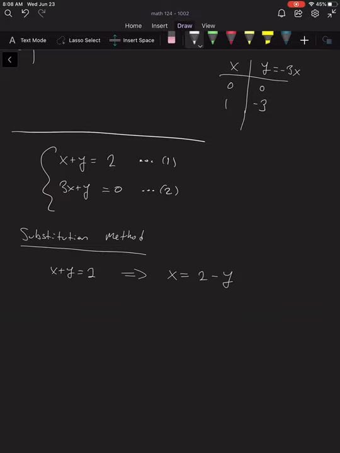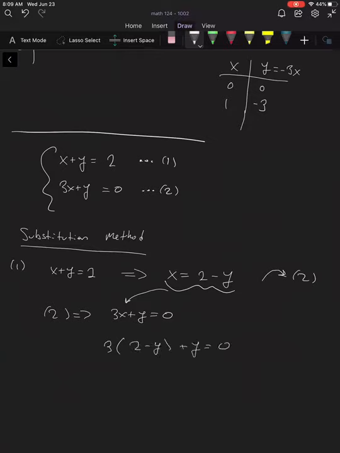Then once we do that, we're going to plug this into our other equation. Notice we started with equation 1, and now we're going to plug this into equation 2. Equation 2 is 3x plus y is equal to 0. But now we know that x is equal to 2 minus y, so we plug that in for x right here. Doing that, we get 3 times 2 minus y, plus y is equal to 0. All we did is replace this x with this piece right here.